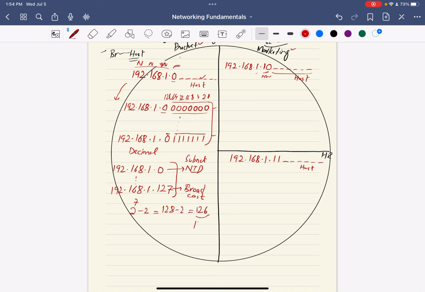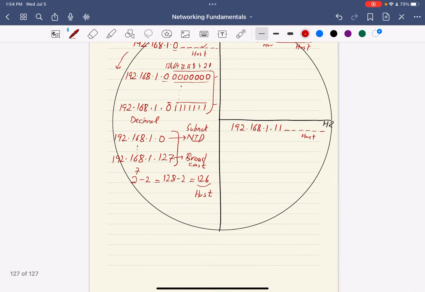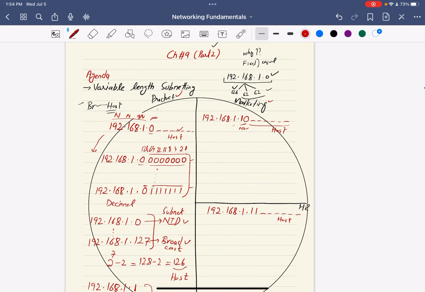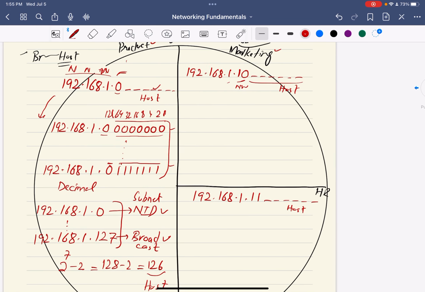So 126 host IP addresses can be generated, and the IP address which we can assign to the host is going to be 192.168.1.1. All the way it will go to 192.168.1.126. So these are basically the range. I believe everybody got it, because 127 is reserved for broadcast, and the first one is the subnet ID that we don't use.